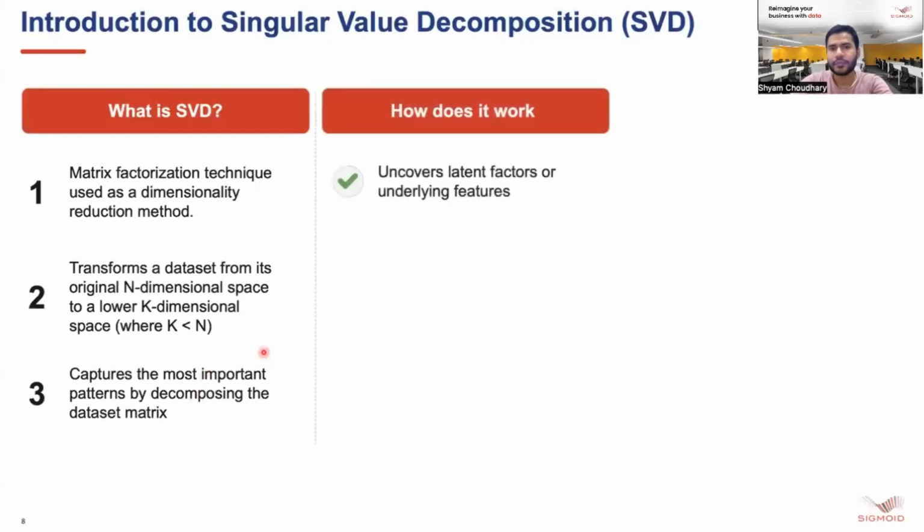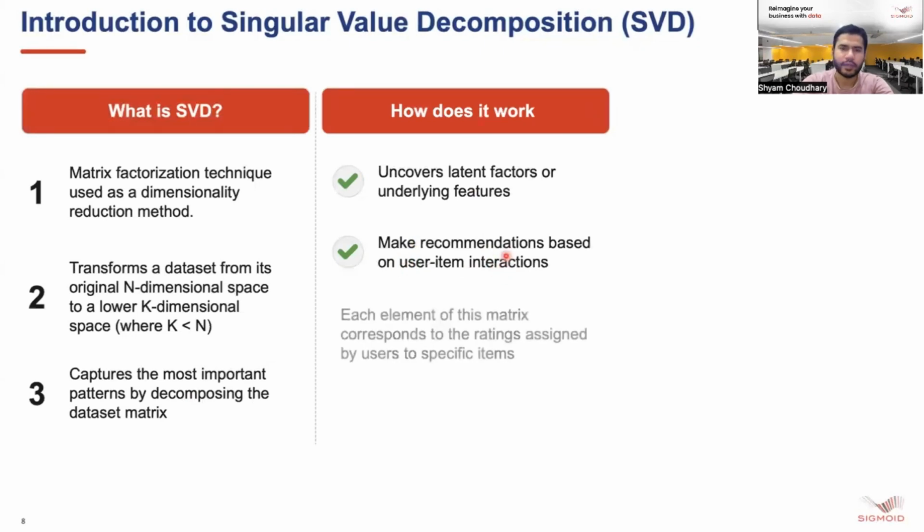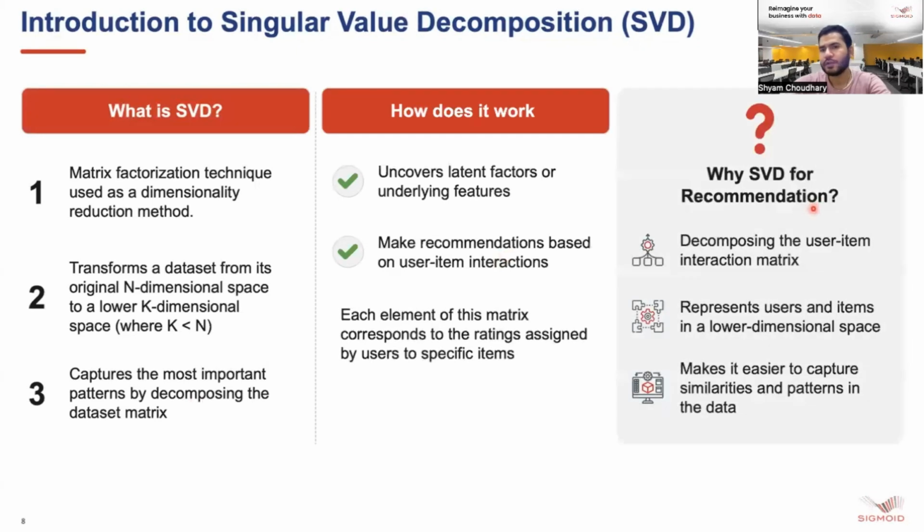So how does it work? In the context of a recommendation system, SVD helps us identify the latent factors or features present in the data, and we use those latent patterns, factors and features to provide recommendations to the user based on the user-item interaction that we have available.